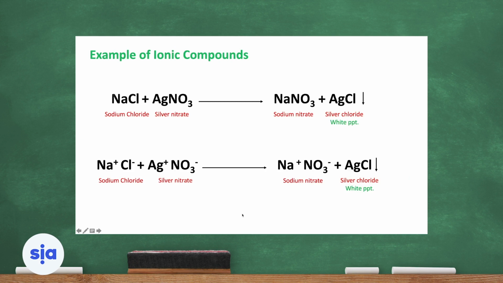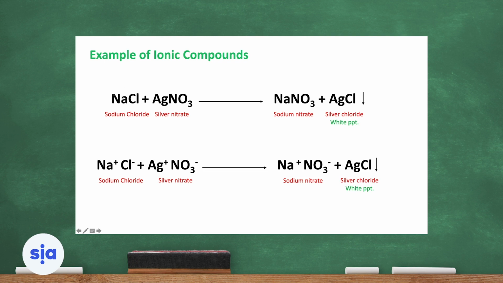Example of ionic compounds. Sodium chloride plus silver nitrate will give sodium nitrate plus silver chloride. Can you see the exchange between the elements? Sodium is exchanged for silver and silver is exchanged for sodium.